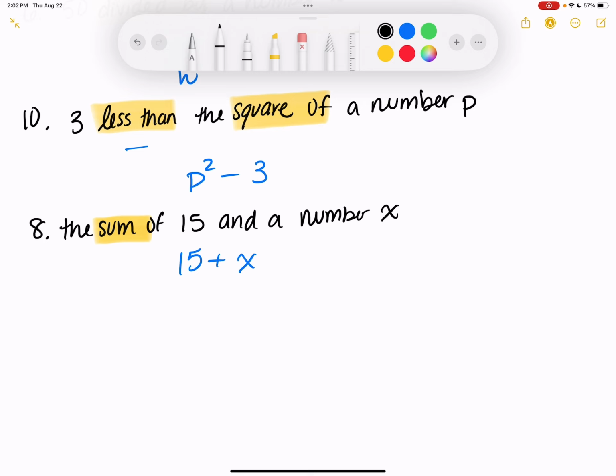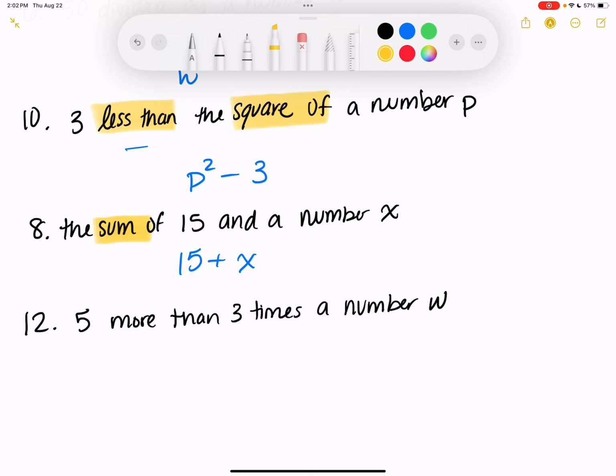Let's see, 12, 5 more than 3 times a number w. So what do I have going on in this one? Why? Multiplication. No, it's adding. So it's on the adding list. More than implies adding. But what else does it say? Times. So that means there's 2 different things happening here.